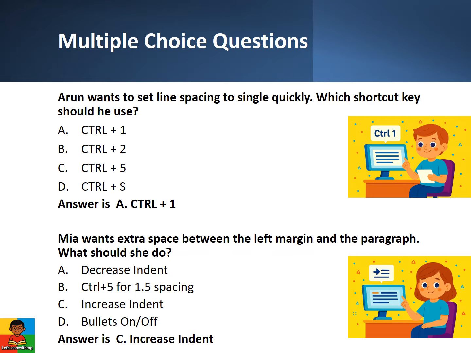Question 8. Mia wants extra space between the left margin and the paragraph. What should they do? A. Decrease indent. B. Control 5 for 1.5 spacing. C. Increase indent. D. Bullets on-off. The correct answer is C. Increase indent.